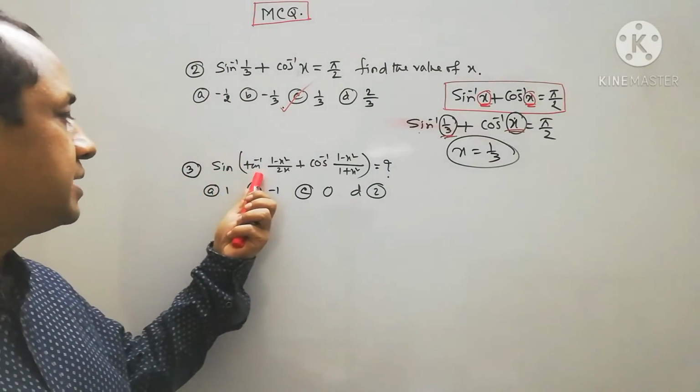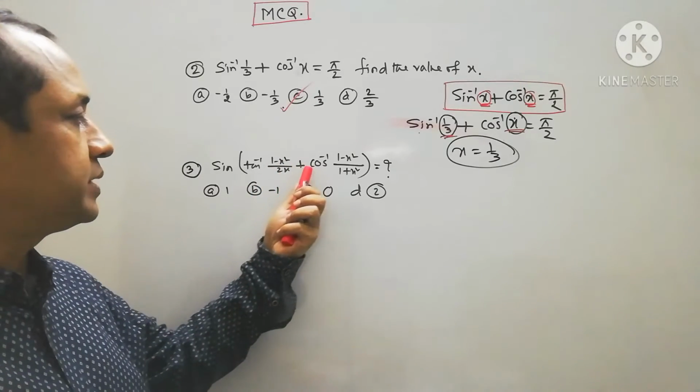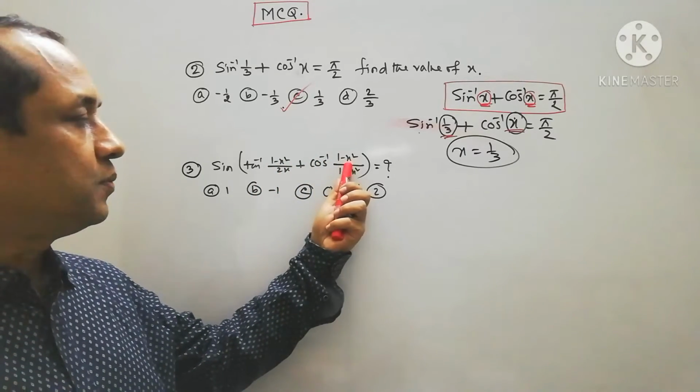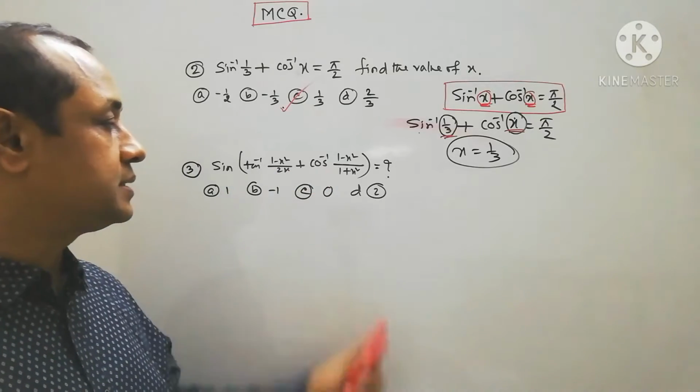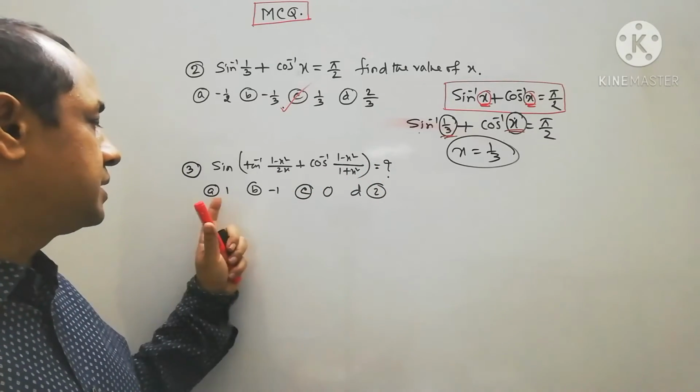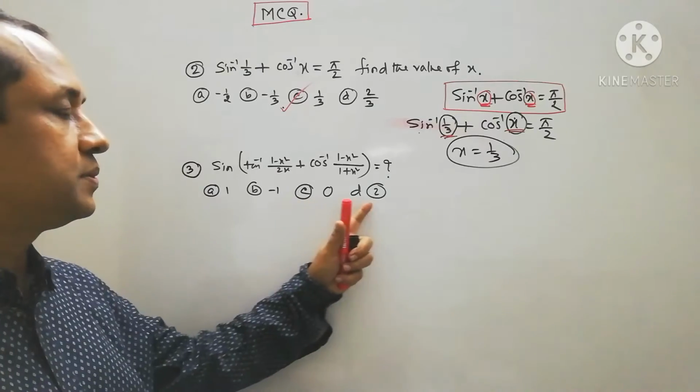Now students, next question, question number 3. Find sin(tan inverse (1 minus x square) by 2x plus cos inverse (1 minus x square) by (1 plus x square)) equals what? Options: 1, minus 1, 0 and 2.